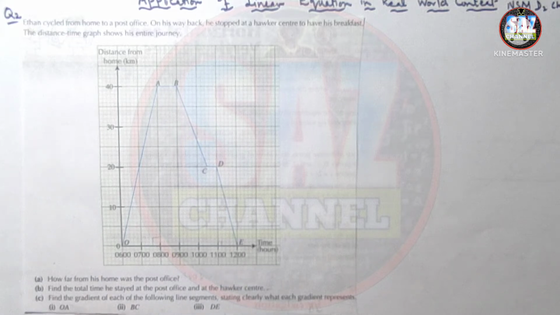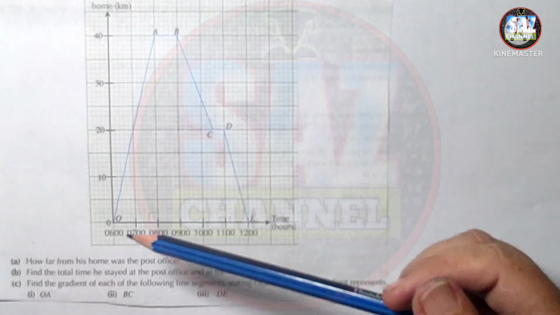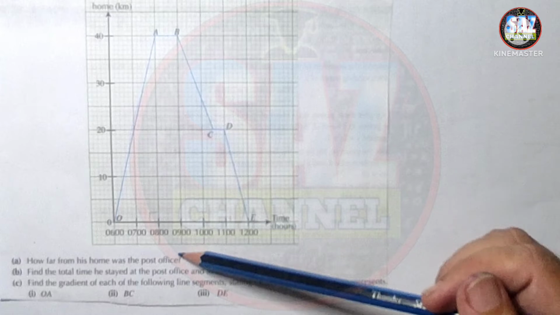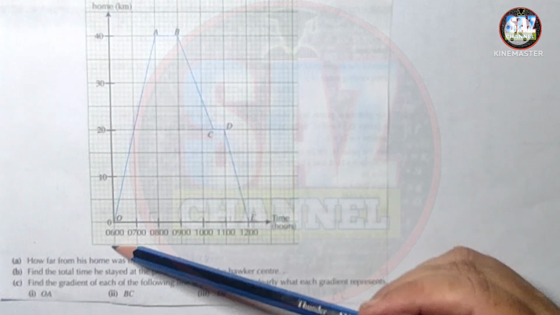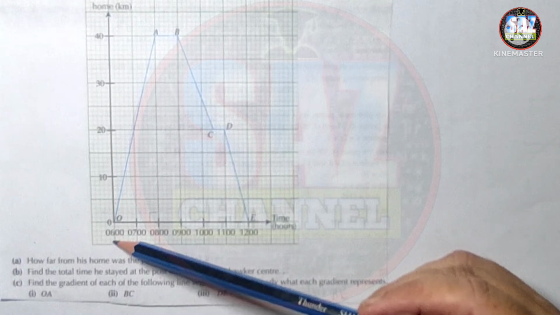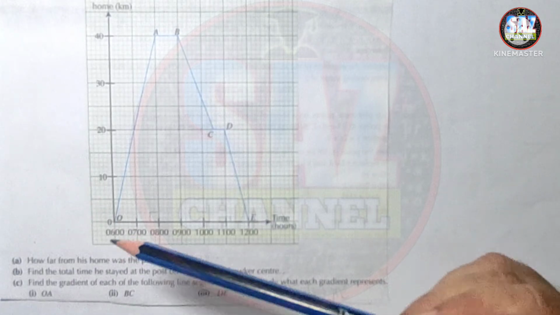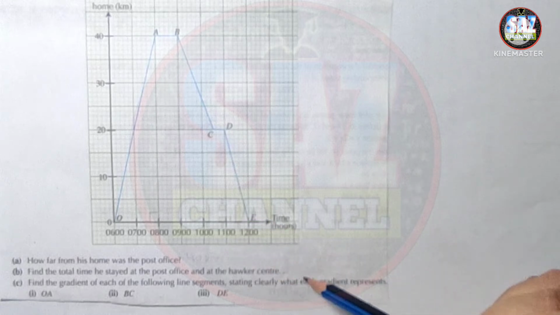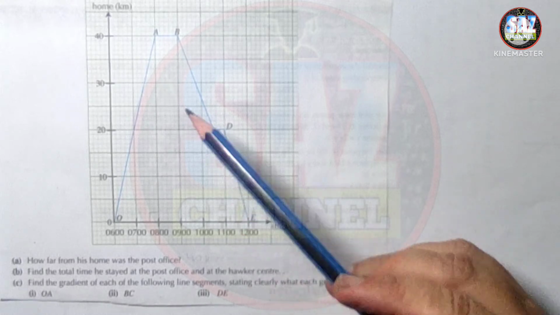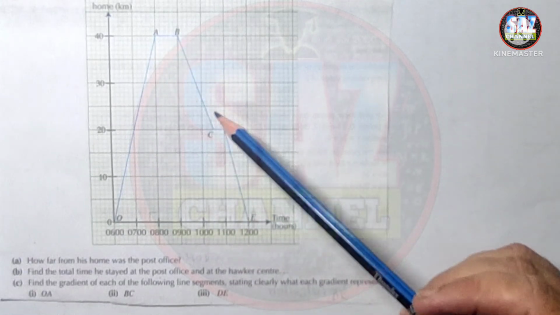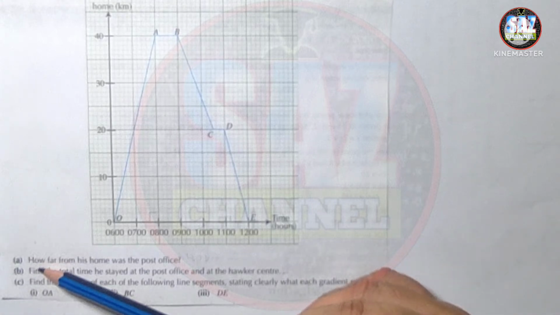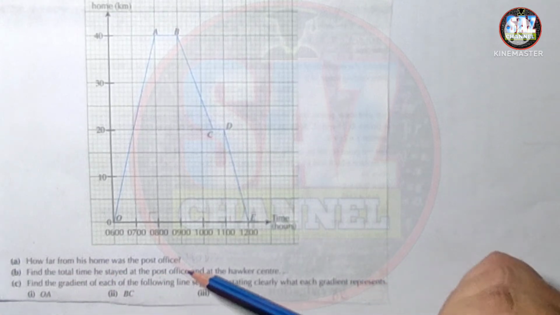Okay, let's talk about each part one by one. If you look at the graph, we can see that the graph is the distance time graph, and the total distance is 40 kilometers, and the time at which the journey is starting is 6 and ending at 12. Okay. And now we can see that some parts of the graph are non-vertical lines and some are lines which are parallel to the x-axis. Okay, so let's begin with the question, how far from his home was the post office?